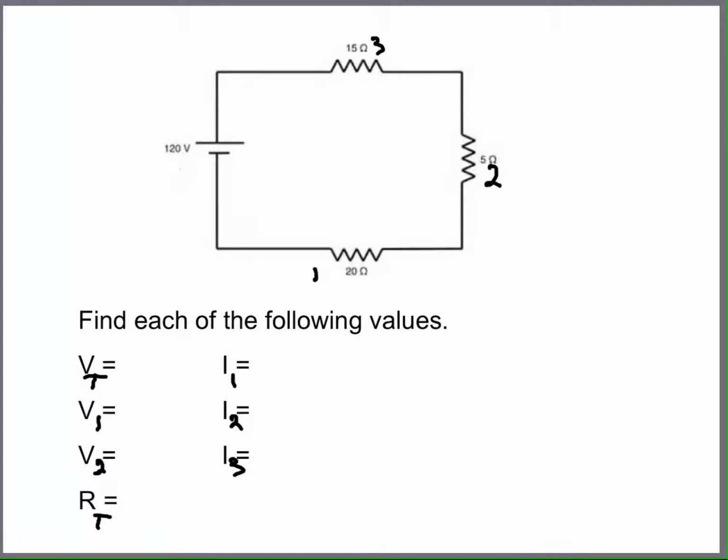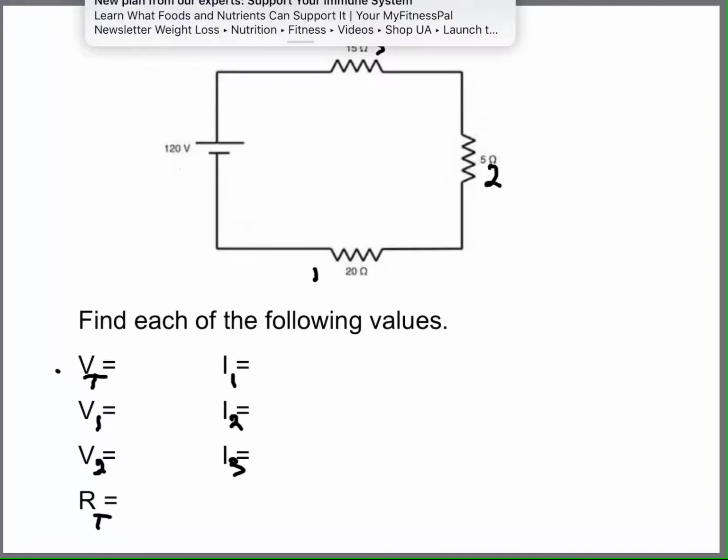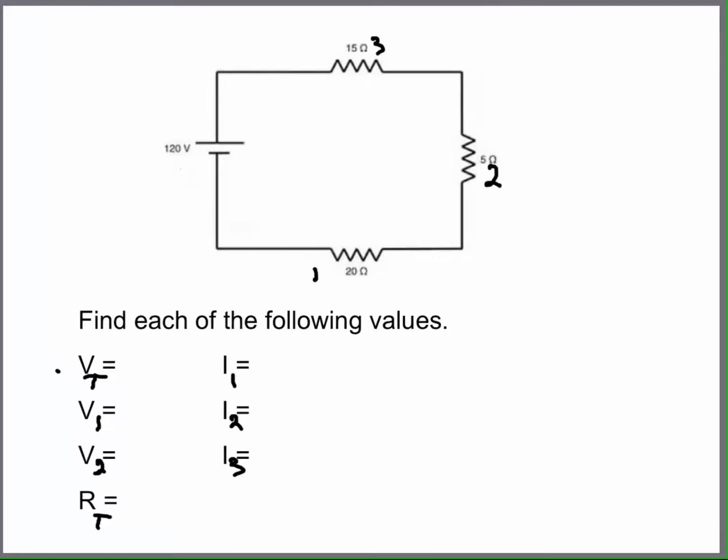Okay, here we have a review question from series circuits. I'm just asking you to find each of the following values below. I wrote in these subscripts here. This one is V total, the total voltage of the circuit. V1, V2. Oh, I left out V3, let's put it in over here. That would be the voltage over resistor 1, resistor 2, resistor 3, and then I1, I2, and I3.